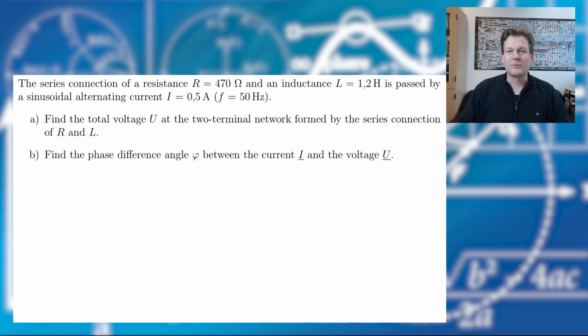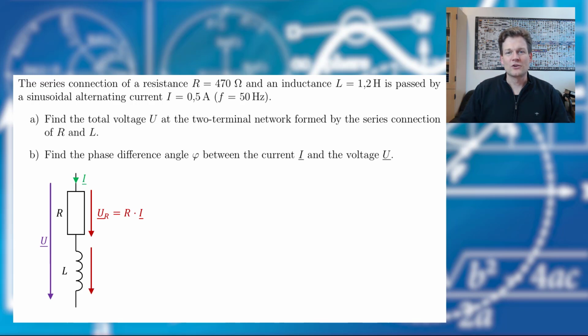Let's draw our network. So we have this series connection and we know that a sinusoidal current flows here. And we are looking for the total voltage drop. And therefore we know it will be the sum of the voltage at the resistor and the voltage at the inductor. And we can calculate them both with Ohm's law.